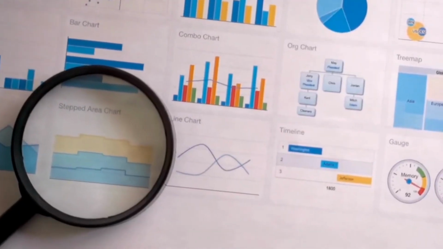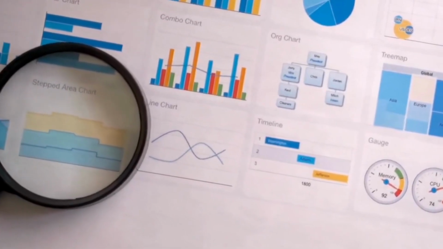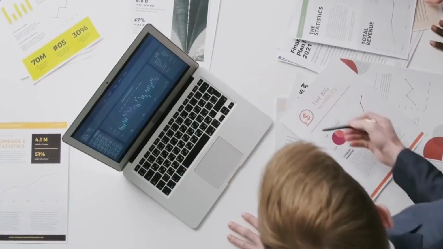In this video, I'm going to showcase one of the best volume indicators that you can find on TradingView.